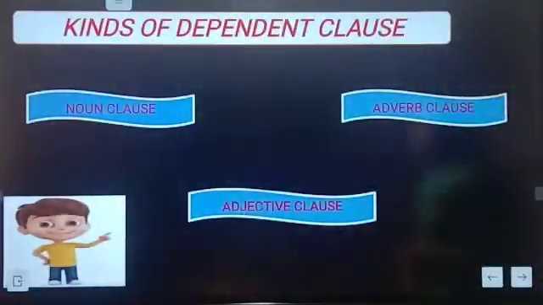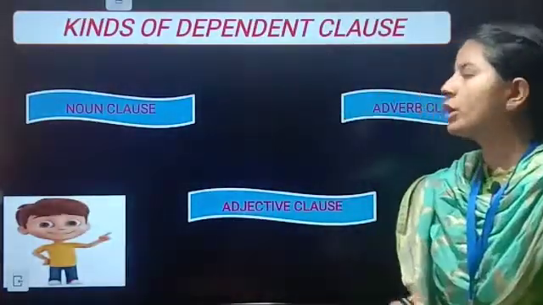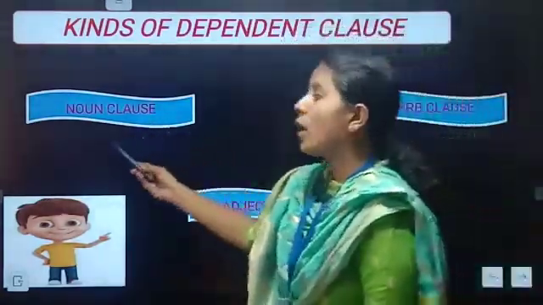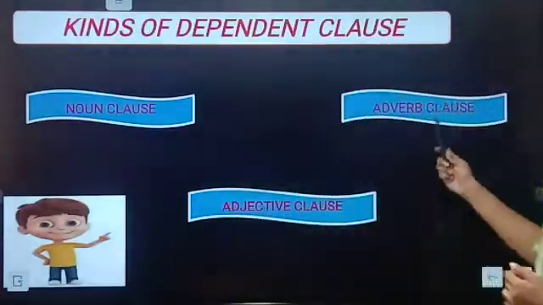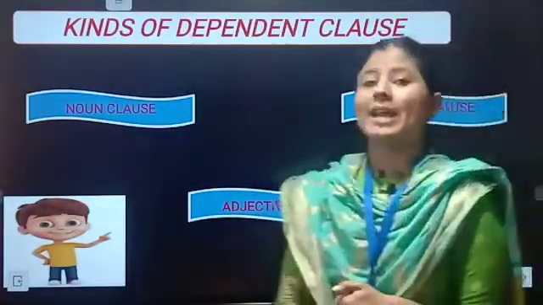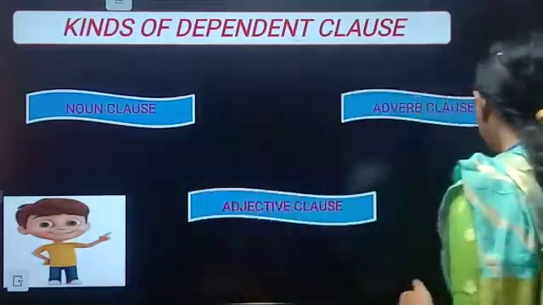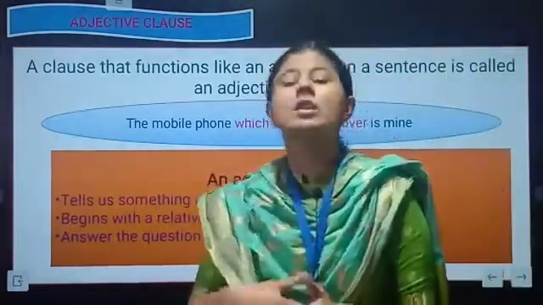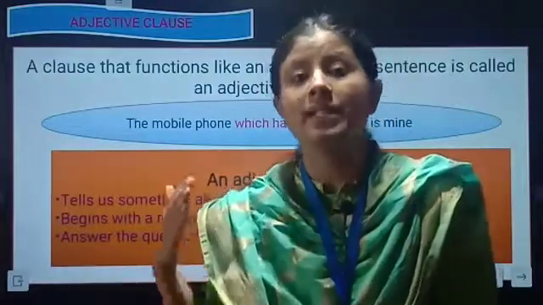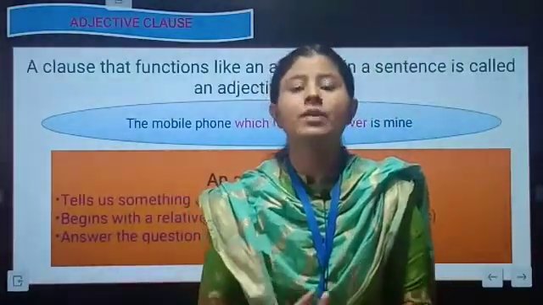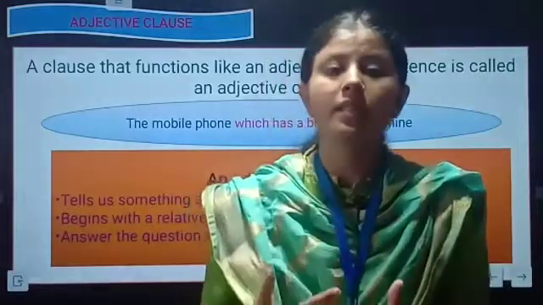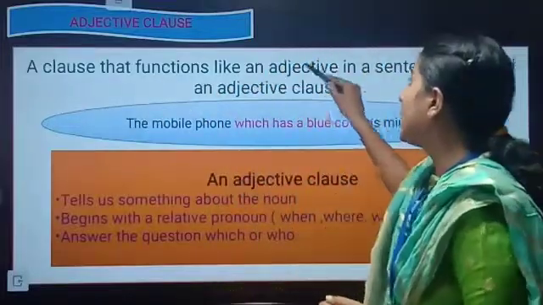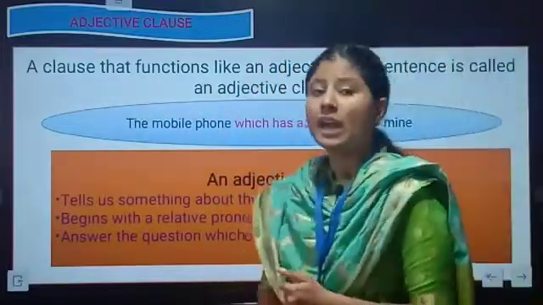Okay, now let's move to kinds of dependent clause. So there are three kinds of dependent clause we are going to read in this chapter. The first one is noun clause, second one is adverb clause, and the third one is adjective clause. So let's start with the adjective clause. Before reading adjective clause, let's first understand what an adjective is exactly. You all know that an adjective is a describing word and it describes the noun or pronoun. So a clause that functions like an adjective in a sentence is called an adjective clause.